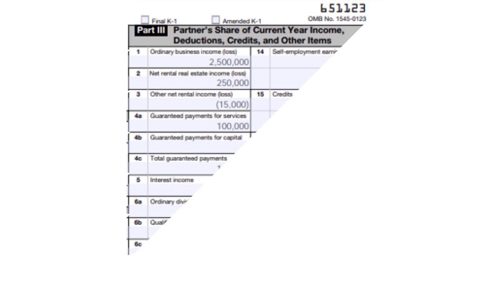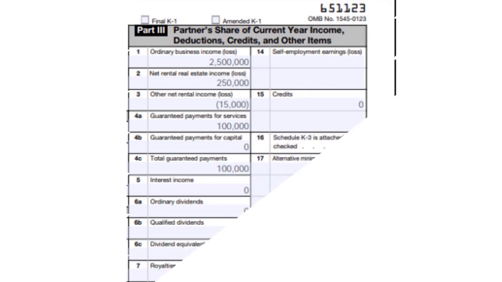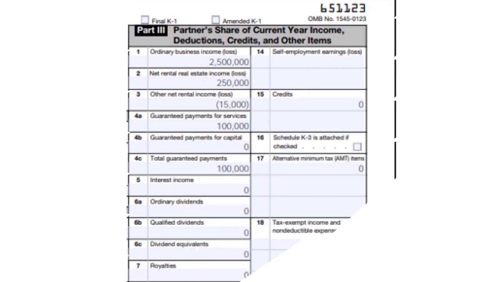Now let's talk about Part 3 of the form. In Part 3, you have to put the ordinary business income or loss. You have to put the net rental real estate income or loss, and other net rental income or loss, of course. You have guaranteed payments for services, and if there are any guaranteed payments for capital, you put that here. The total guaranteed payments is basically guaranteed payments for services plus guaranteed payments for capital. Those are the two. In our case, that's 100 grand.